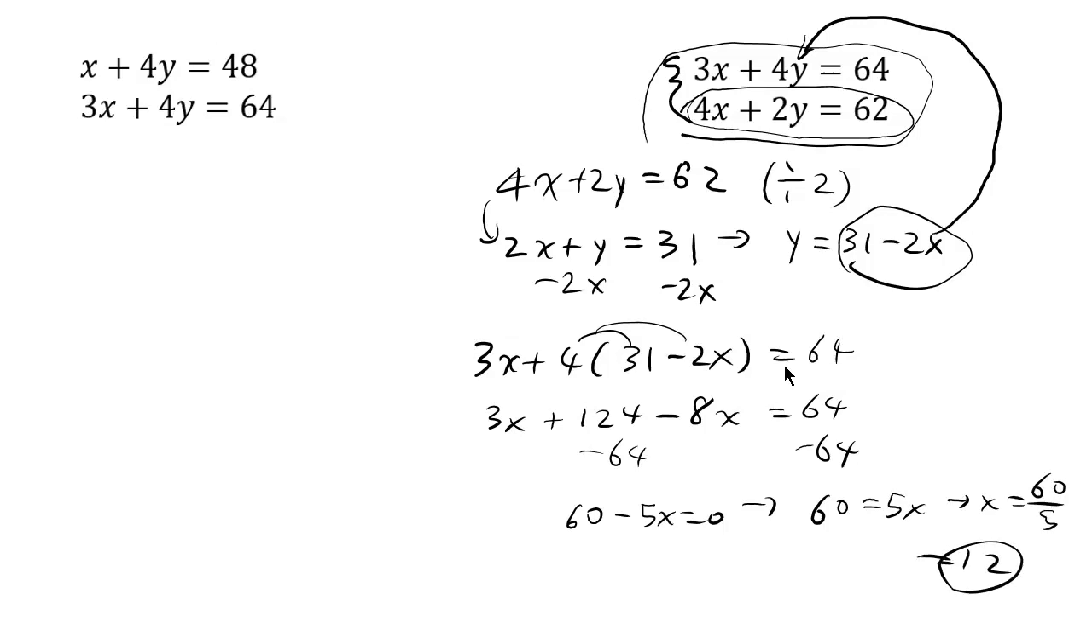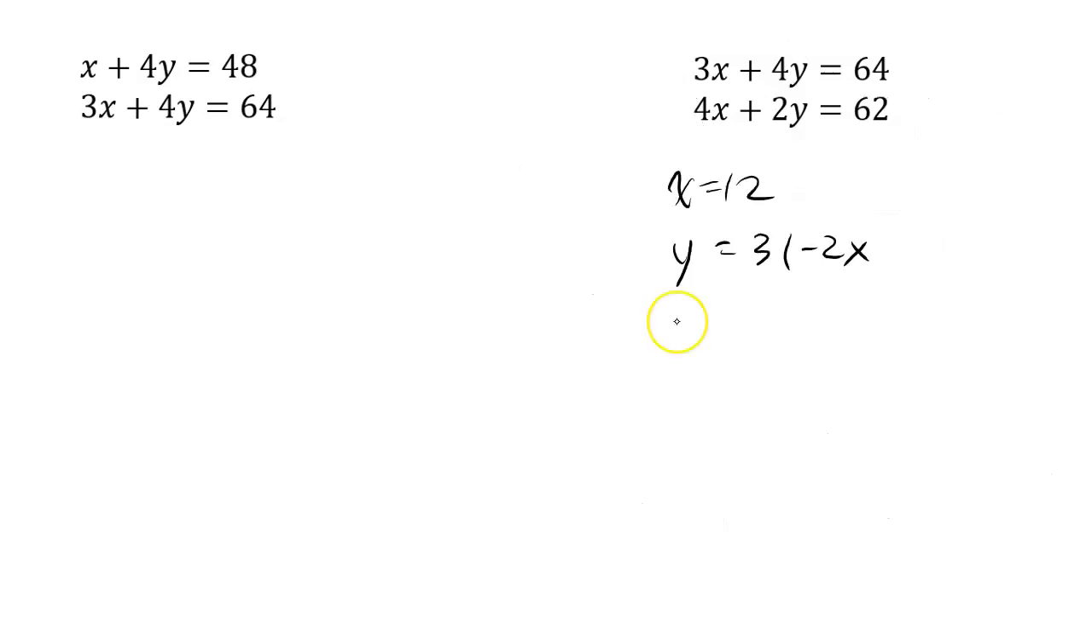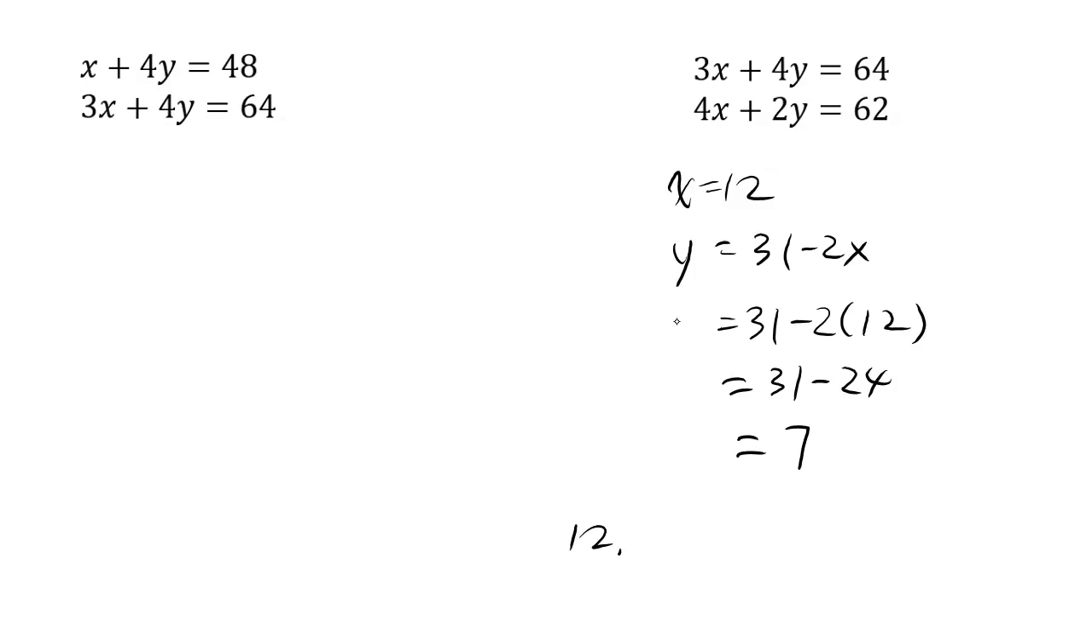All right. Once you get that value, what do you do? You plug that back into the equation that you have to get the other value. So when y is 31 minus 2x and x is 12, that means 31 minus 2 times 12, which is 31 minus 24, and that's equal to 7. Therefore, (12, 7) will be the solution for the second one.